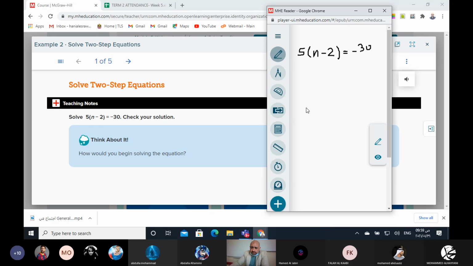But listen to me, please. What can I do here in this problem to solve this equation, to find the solution? Here, as you see, we want to use the distributive property. Take 5 multiplied by n, 5 times n will be 5n. Then take 5 multiplied by minus 2 will be minus 10, equal here minus 30.